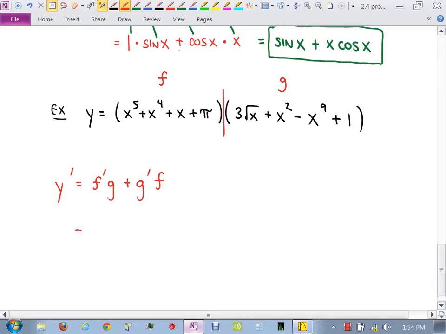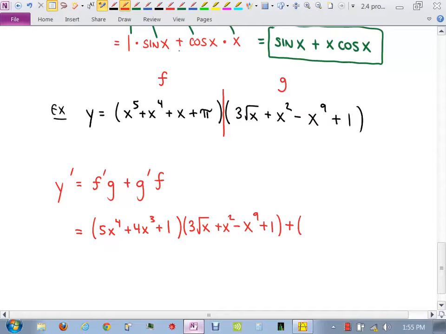So what is f prime? 5x to the fourth plus 4x cubed plus 1. And what's the derivative of pi? 0, because pi is a constant, right? So that's just f prime, isn't it? I have to multiply that times what? G, which is 3 root x plus x squared. So I'm not taking a derivative of g, right? I could. That's fine. It's not wrong to do it that way. Am I done? Now I have what?